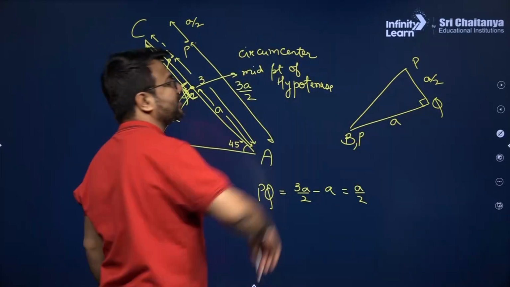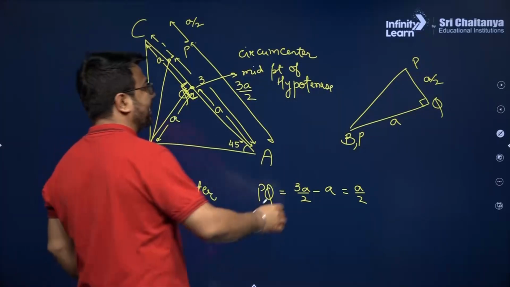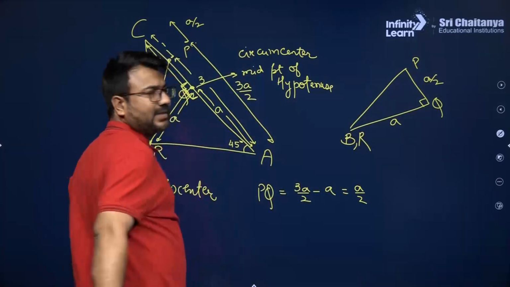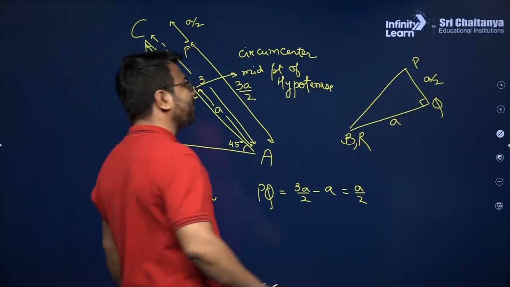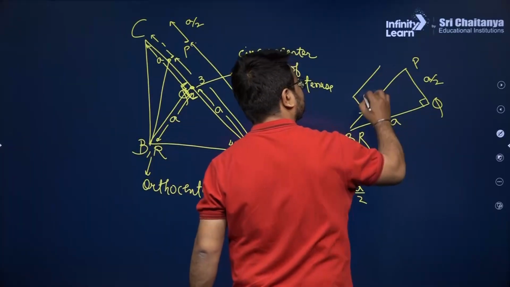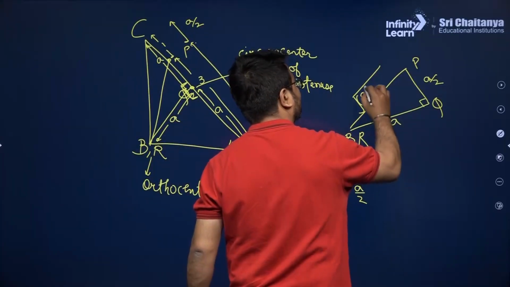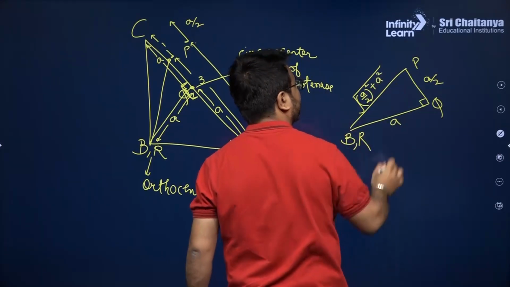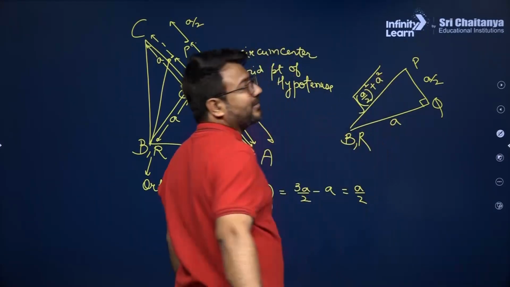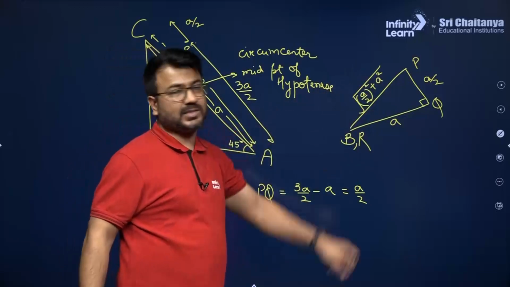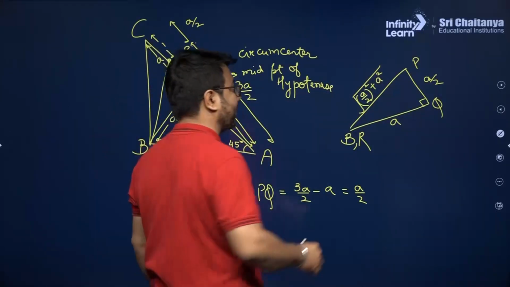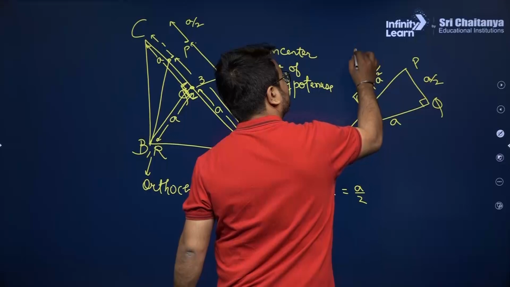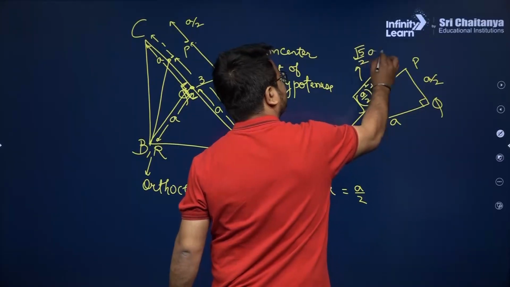And I want to get this PR distance or BP distance, both are same actually. So if I want to get this distance, it will be the hypotenuse and it will be written as the square root of (A upon 2) whole square plus A square. If I try to simplify, it will be A square by 4 plus A square, so it will be 5A square by 4, which is written as root 5 upon 2 A.